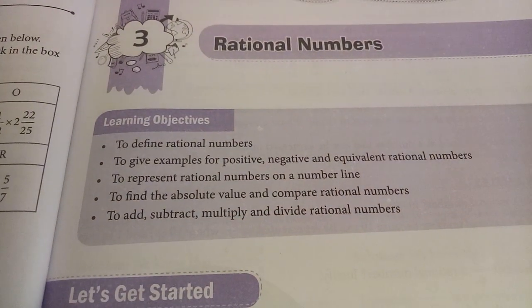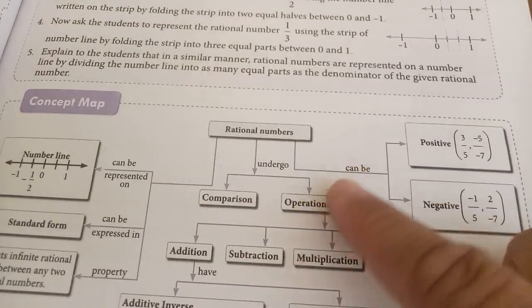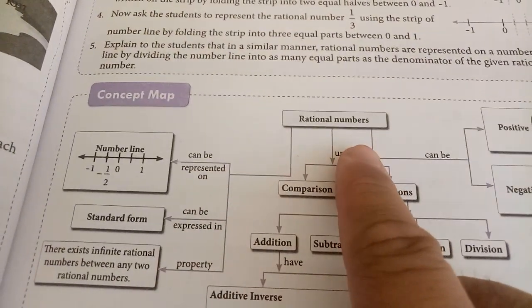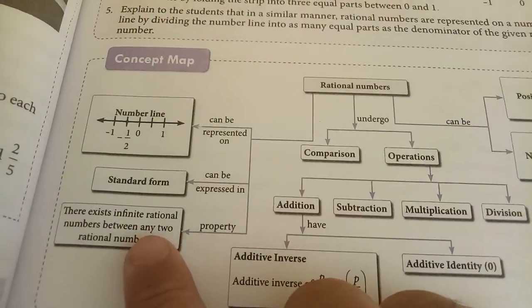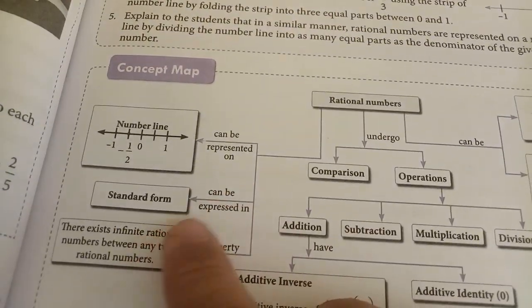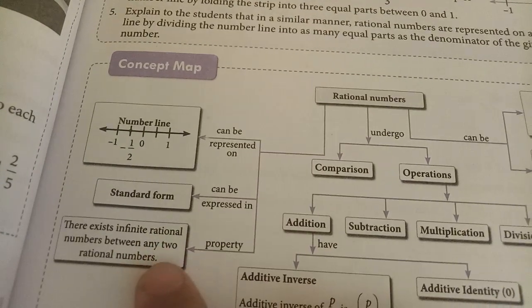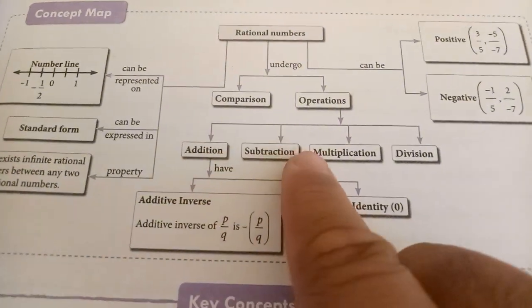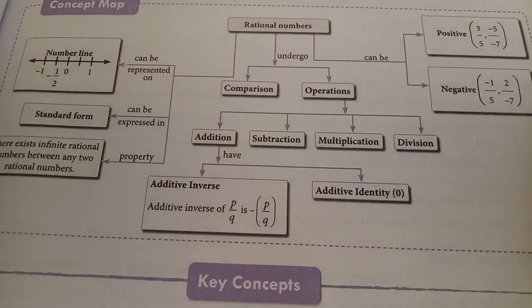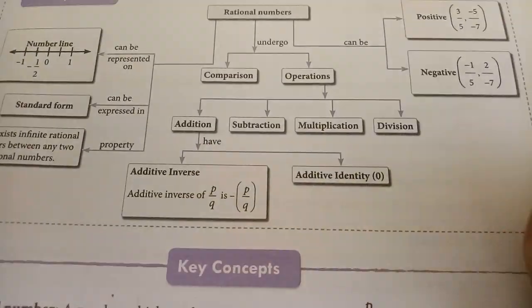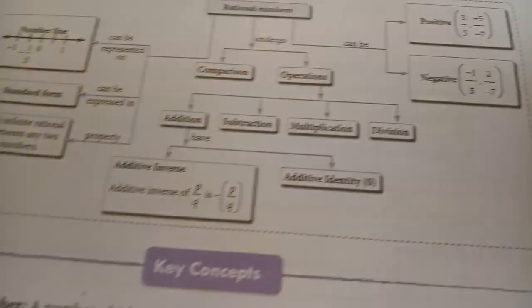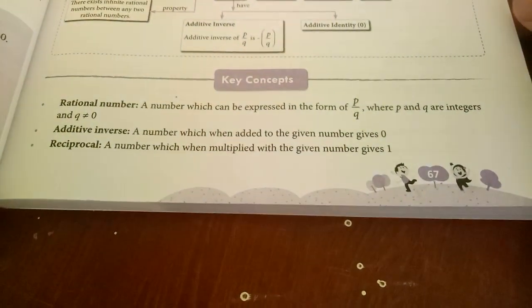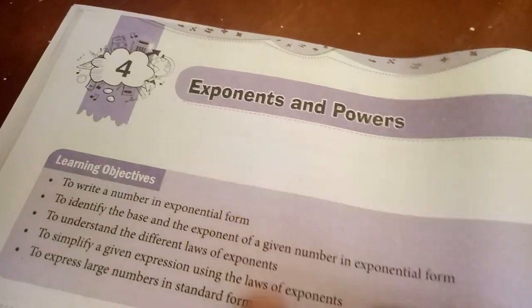Chapter 3: Rational Numbers. Rational numbers undergo comparison and operations. A rational number can be written as p upon q, where q is not equal to 0. It can be represented on a number line and expressed in standard form, reducing it to lowest terms. Infinitely many rational numbers exist between any two rational numbers. Operations include addition, subtraction, multiplication, and division. The additive inverse of p upon q is minus p upon q, and the additive identity is 0. Rational numbers can be positive or negative, and 0 is also a rational number.